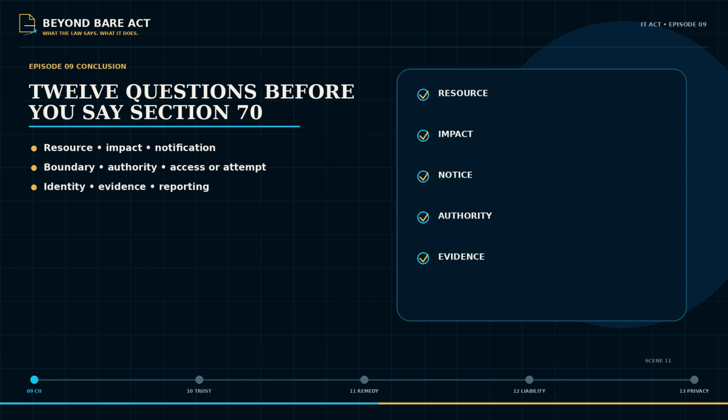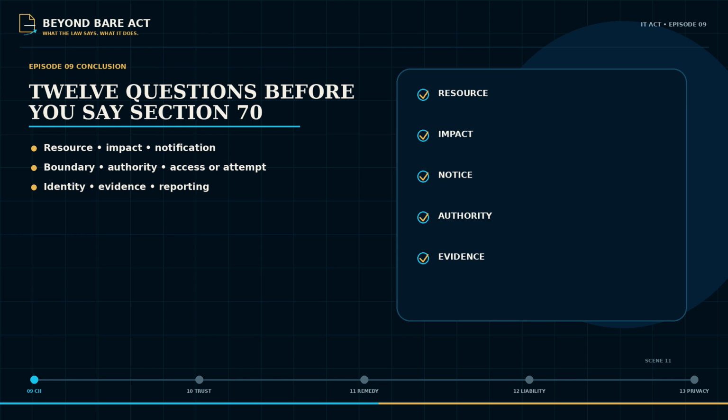Before you say that Section 70 applies, ask the questions in order. 1. What exact computer resource is involved? 2. How does its incapacity or destruction connect to national security, the economy, public health or safety? 3. Has the appropriate government notified that resource as a protected system in the official gazette? 4. What is the notified boundary? 5. Who is authorised by written order to access it?